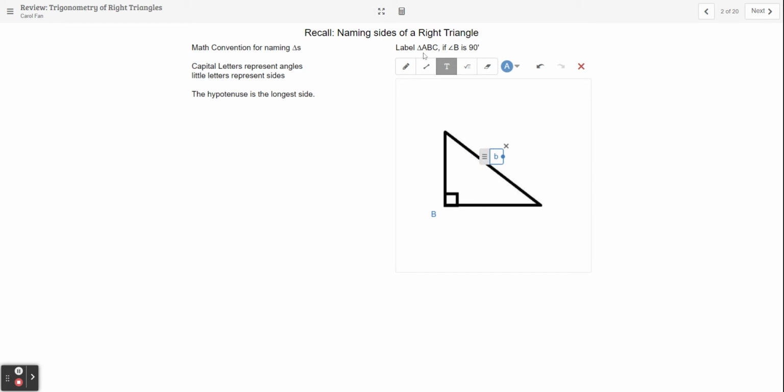Now, if it doesn't indicate where A and C are, then it doesn't really matter as long as we line it up with each other. So this could be angle A, and over here, this would be little a. This is angle C, and this is side little c.